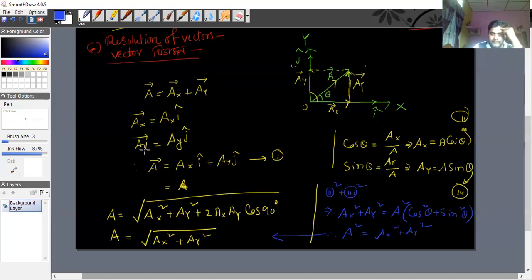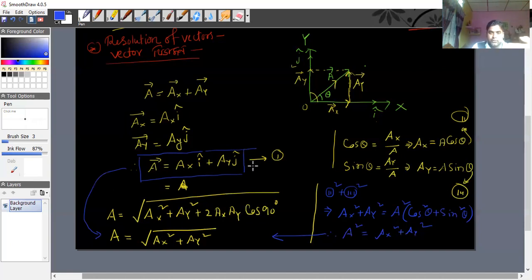So that means, from this, what can we conclude? We can conclude that if any vector is defined this way, AX i plus AY j, then its magnitude, that is, the value of that vector, A is equal to root AX square plus AY square. That's all. So this is known as resolution of vector.